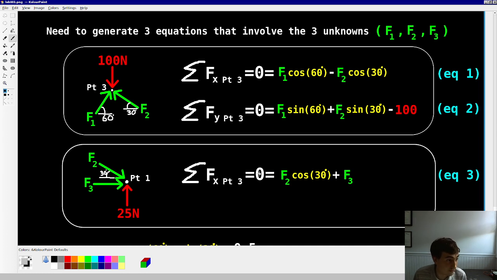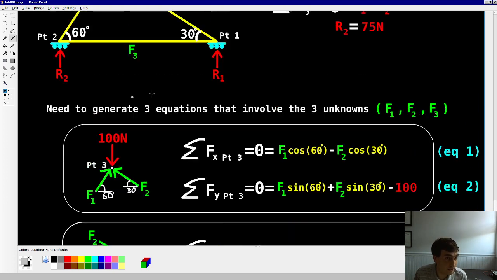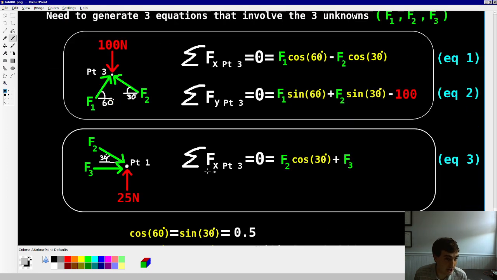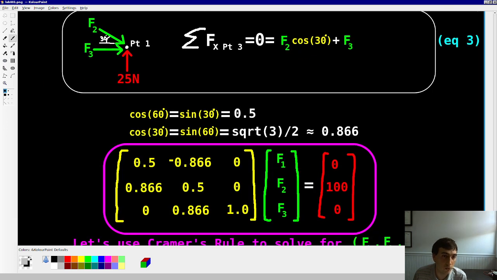This equation has to involve F3, otherwise we can't solve for F3, and so I took the force equilibrium about point 1, which was at the bottom right of that figure, down here. And in the x direction, you have both F2 and F3 acting, and you only have the cosine 30 fraction of F2 acting in that direction. And so here's the third equation. And the idea is, if you know what these trigonometric expressions evaluate to, in this case, I picked easy angles. And so sine and cosine of these values is a half, and these values is approximately 0.866.